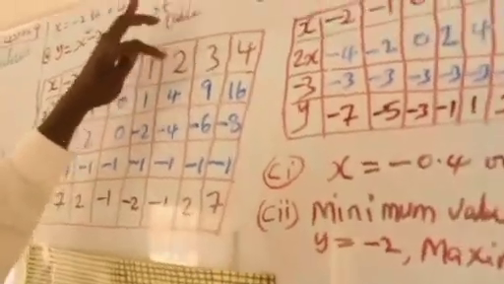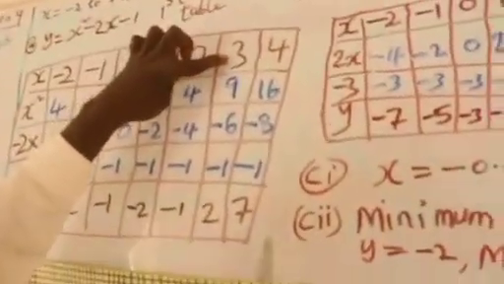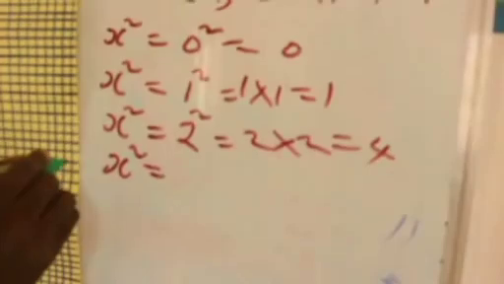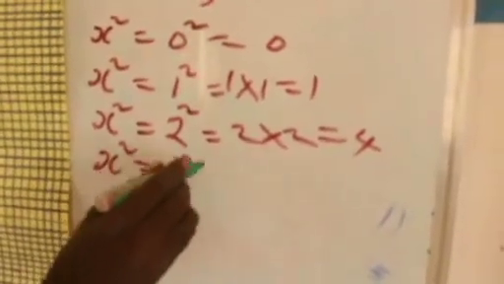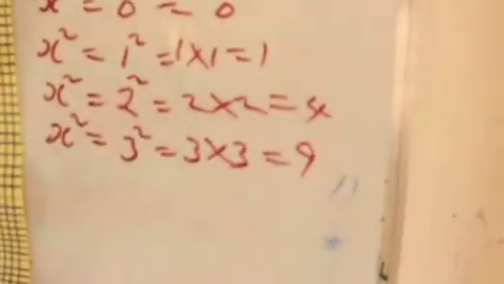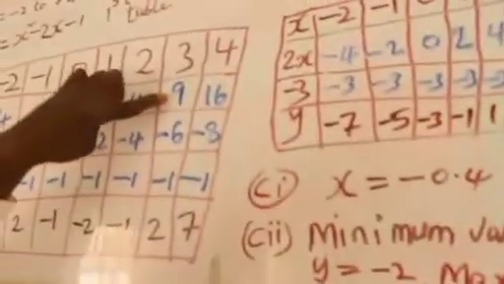Now, let's substitute 3 there. In place of x in x squared, we write 3 and square the result. We'll have 3 times 3 is what? 9. And that is how we have gotten this 9.